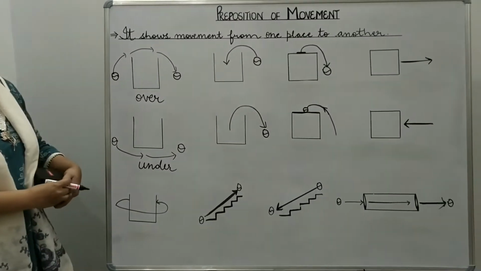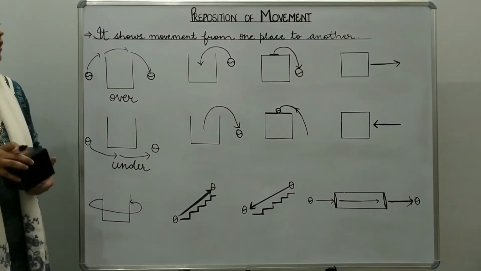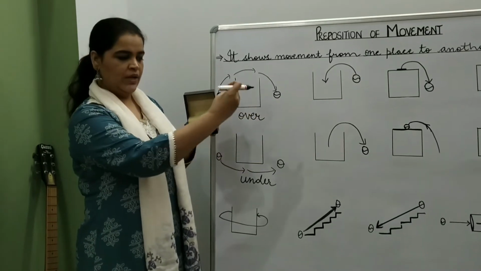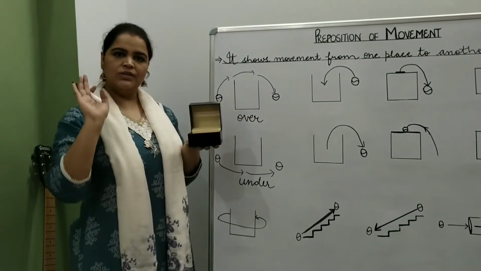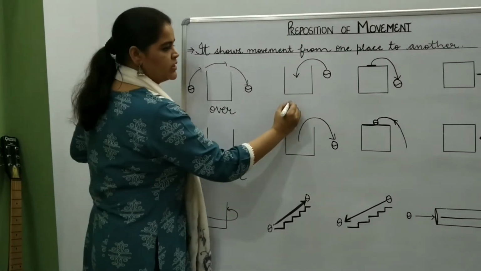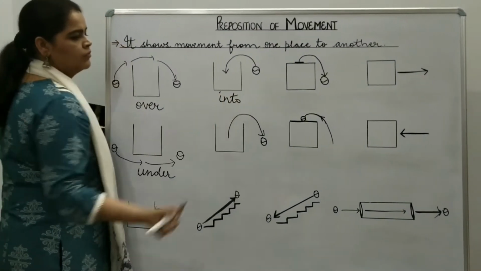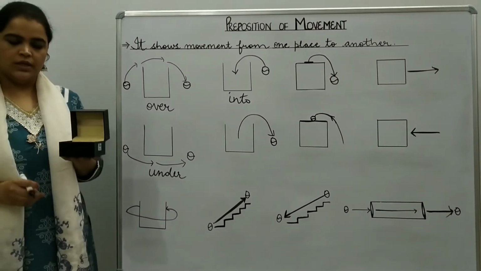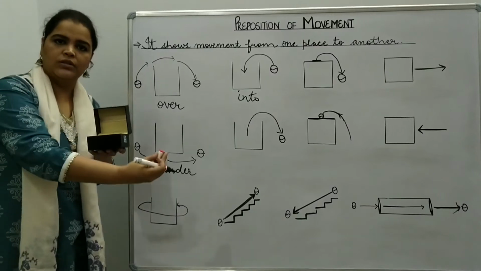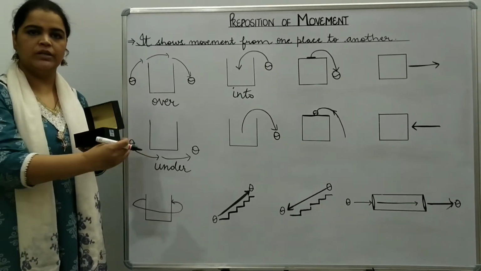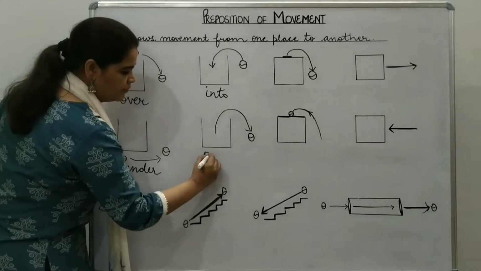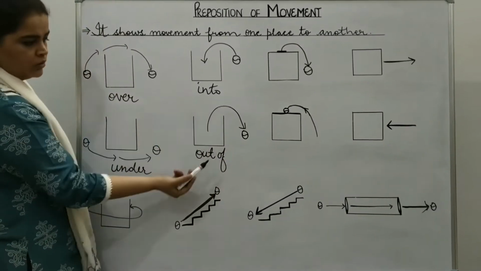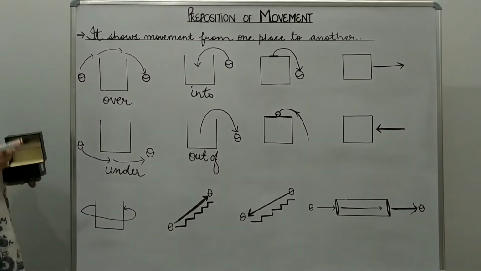Now the third one. Now we'll open this box. Now this cap is moving from outside to inside. When you go outside to inside, this movement is called into. And the cap is lying in the box and it comes out of the box. From inside to outside, the movement is called out of. So they are opposite to each other. What is the opposite of into? Out of.